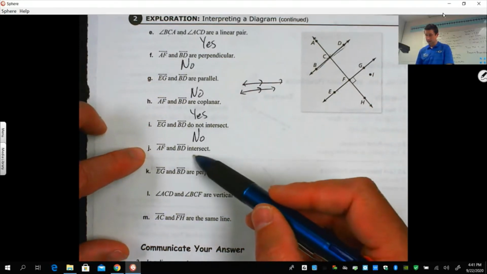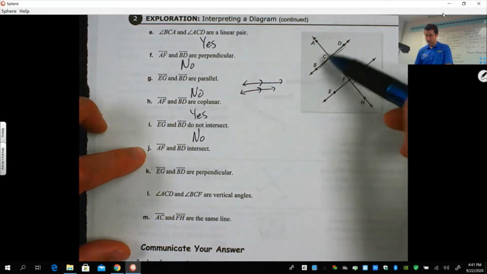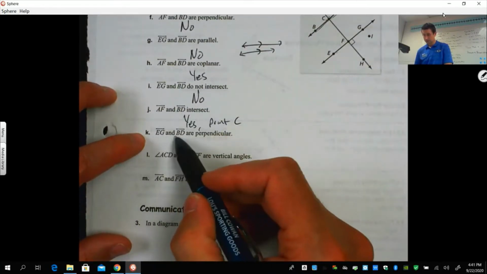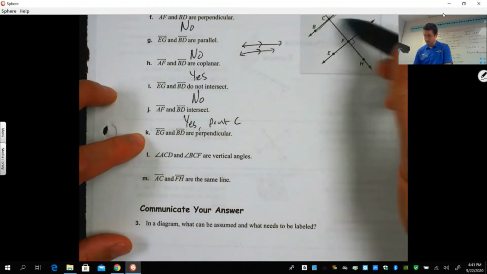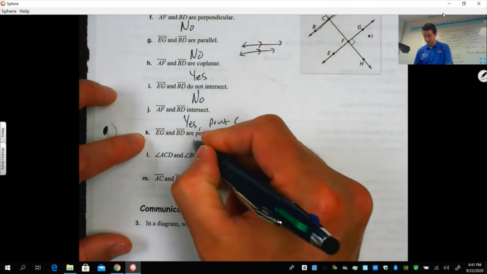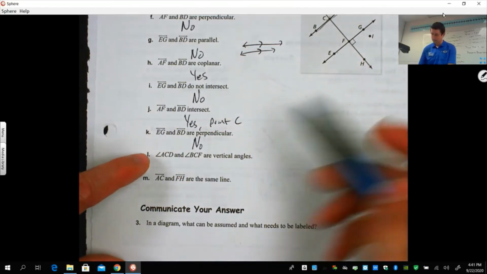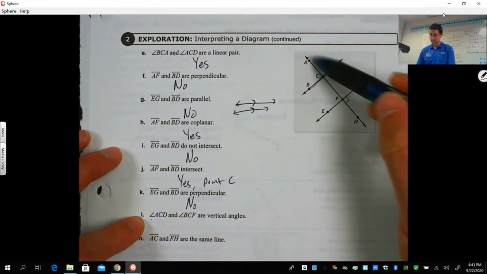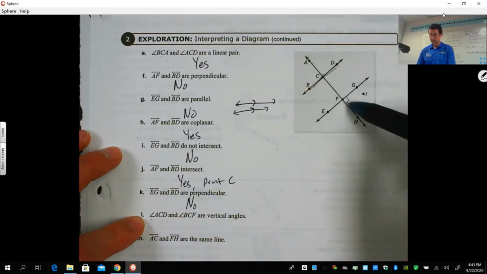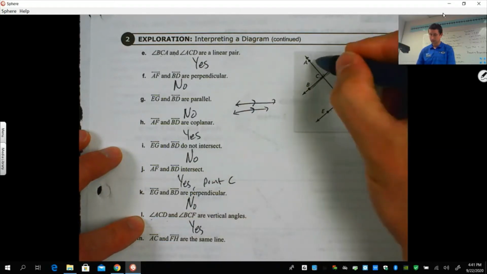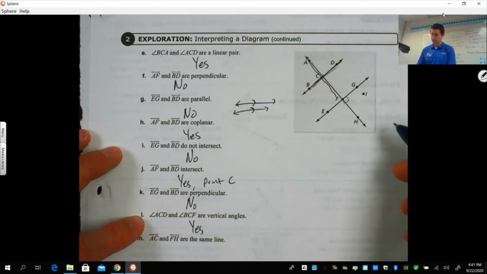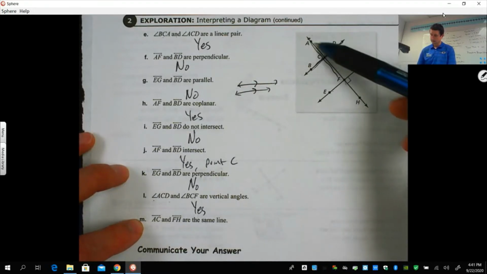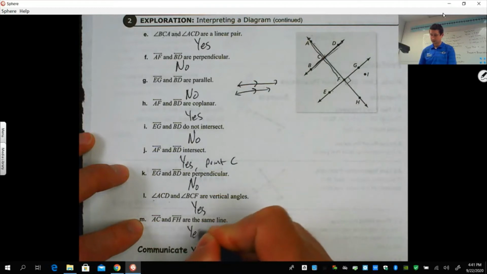Can we assume AF and BD intersect? So here's AF, here's BD. Yes, they're going to intersect at point C. Can we assume EG and BD are perpendicular? EG and BD, no, we cannot assume they're perpendicular. Let's kind of get into the silly side. ACD, ACD right here. Oh, can't see that anymore. Sorry, ACD and BCF are vertical angles. Yes, we can. Those angles are formed by two intersecting lines. That's your reason. Can we assume AC and FH are the same line? AC and FH. All those points are on the same line, so yes, you can do that.